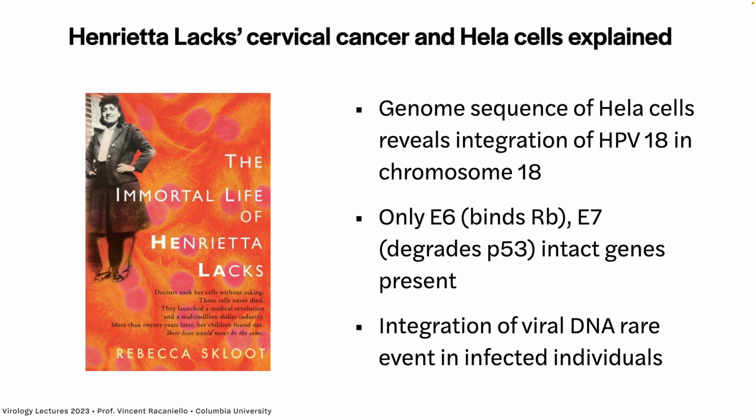And many years later, the genome of HeLa cells was sequenced, and lo and behold, there's human papillomavirus type 18 integrated into her chromosome 18. But only 2 genes were present from the virus: E6, which binds RB, and E7, which degrades P53. So the 2 that you need to get DNA synthesis going for the virus, this piece of DNA got integrated by accident, and it caused her to have a tumor. She eventually died as well.